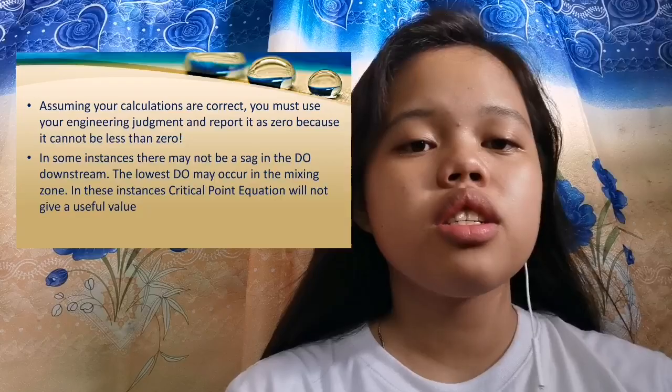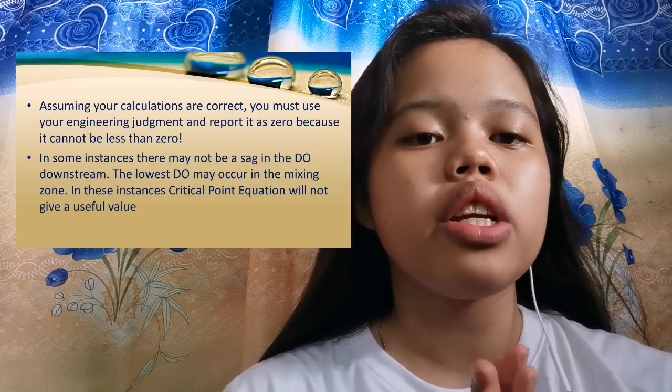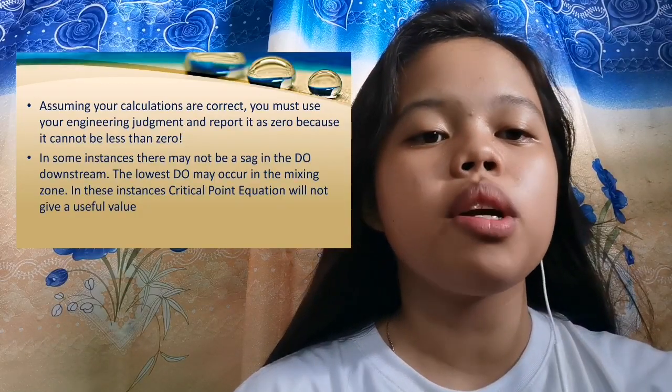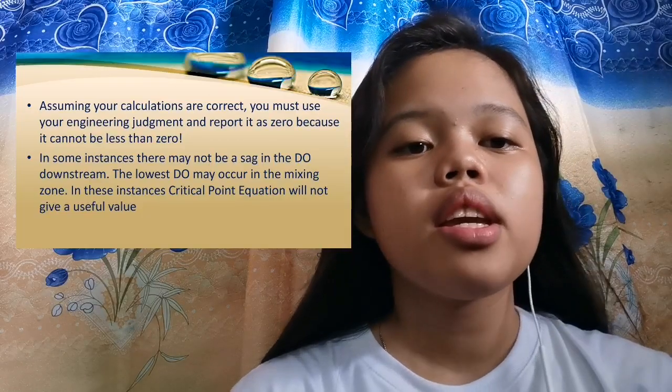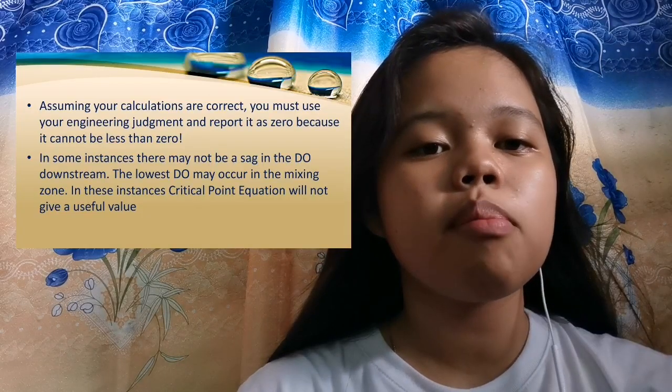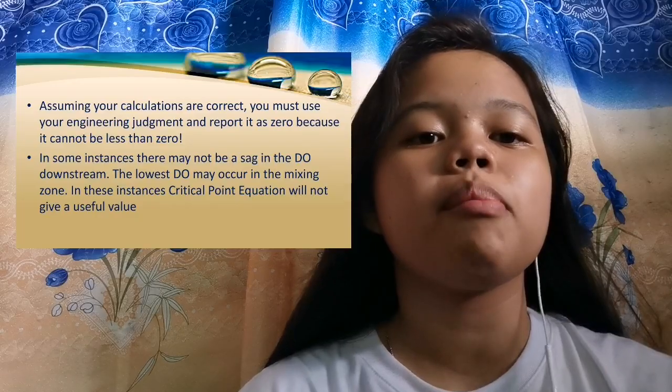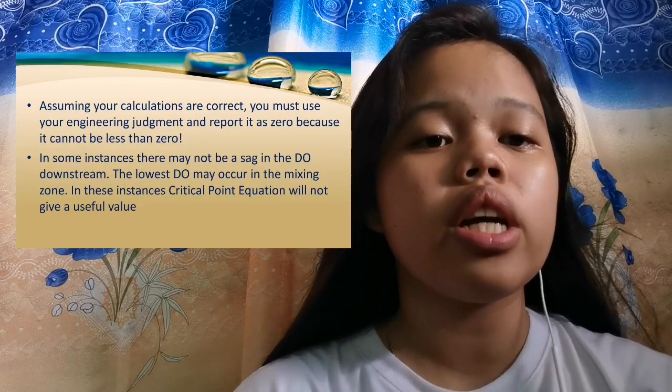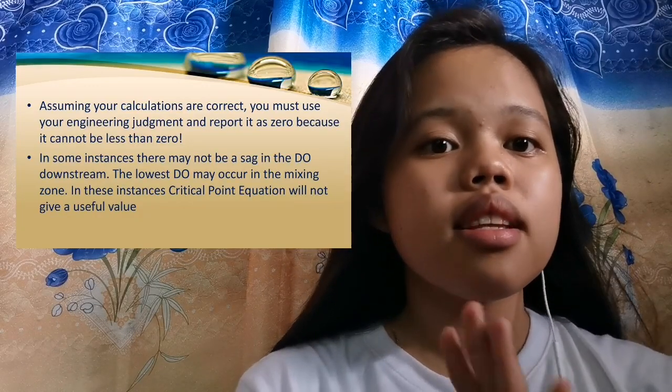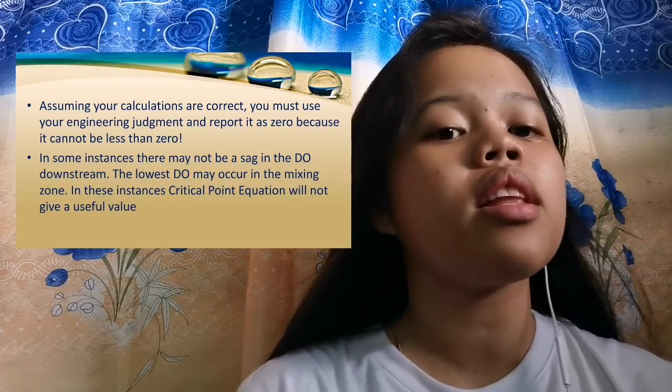Assuming your calculations are correct, you must use your engineering judgment and report it as zero because it cannot be less than zero. In some instances, there may not be a sag in the DO downstream. The lowest DO may occur in the mixing zone. In these instances, the critical point equation will not give a useful value.